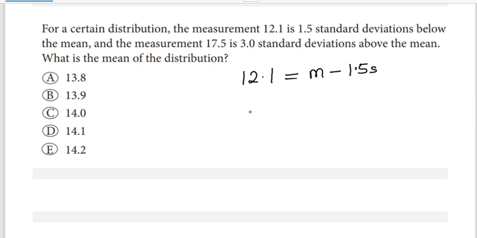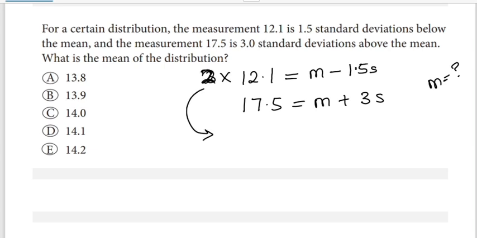So that means if this is 17.5, this is simply the mean plus 3 standard deviations, and S is our standard deviation. We don't know what it is yet. What is the mean of the distribution? So we are trying to find what M is here. Okay, and this simply looks like a simultaneous equation. We can apply the elimination method, but before we do that, let us multiply this by 2.